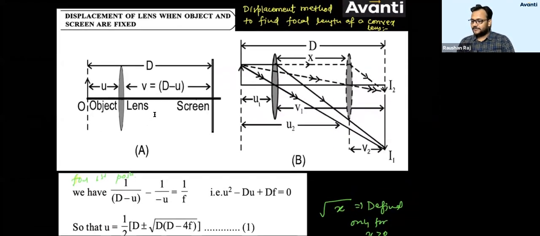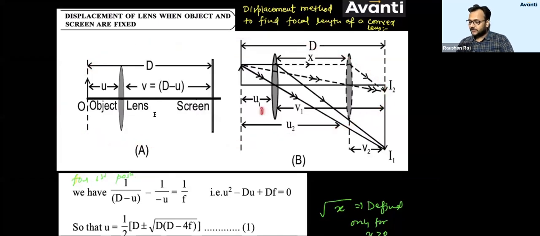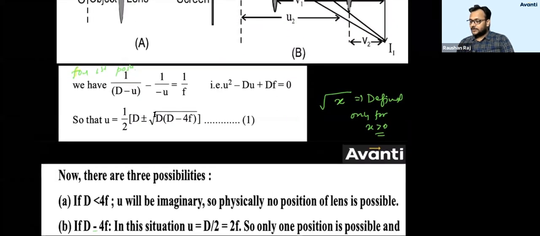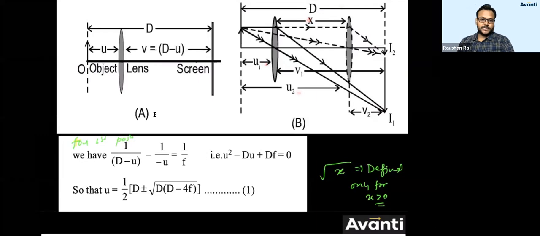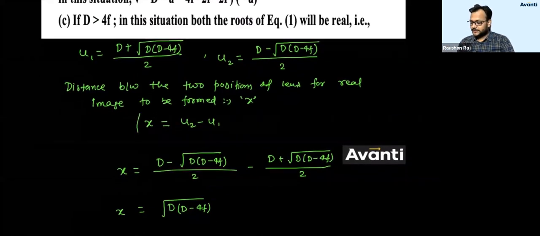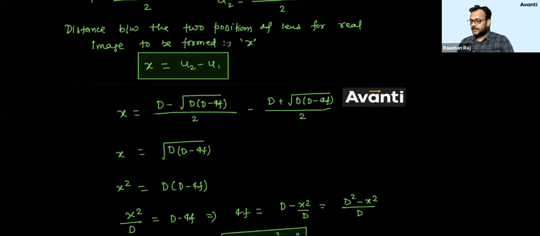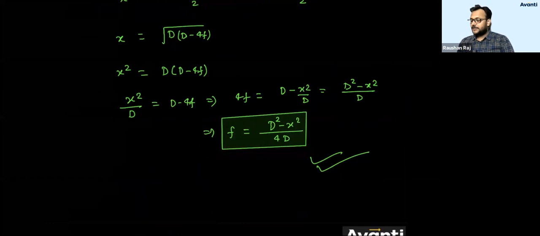So guys, last class we talked about this condition, right? At two different positions of the lens, you will find the image will be formed at the same position, on the screen, है ना? And the relation between u1, u2, d, x, everything was calculated. We considered the distance between the lens positions as x, and from there we found the focal length. The focal length of a lens using the displacement method will be d square minus x square by 4d.